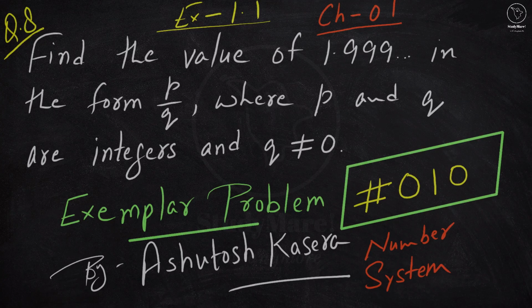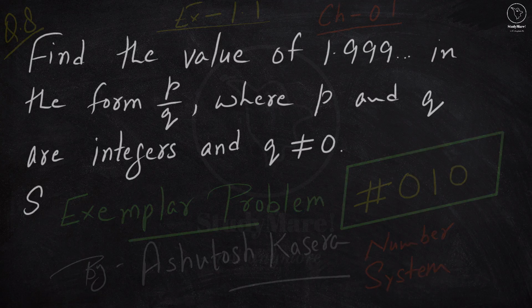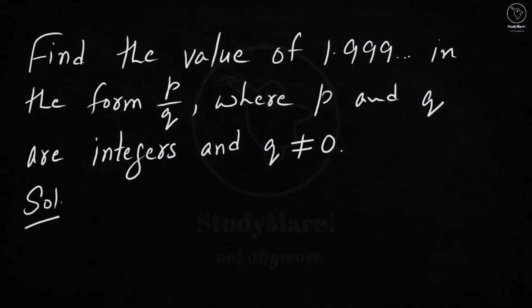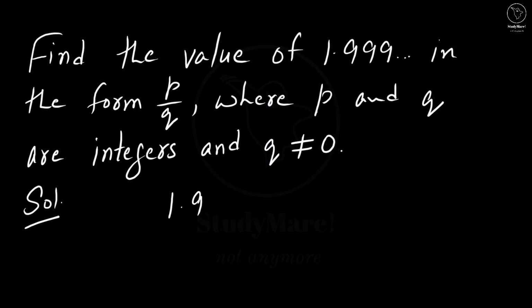Find the value of 1.999 and so on in the form p by q, where p and q are integers and q is not equal to 0. Let us solve this. The given number is 1.999 and so on. This is the decimal expansion, which can also be written as 1.9 with a bar over it, since 9 is the recurring digit. So we put a bar over 9.